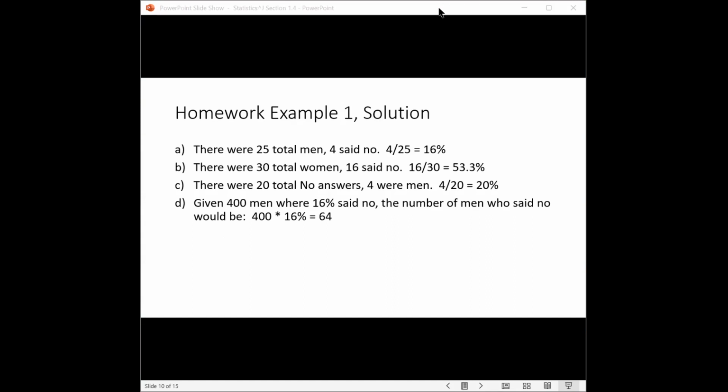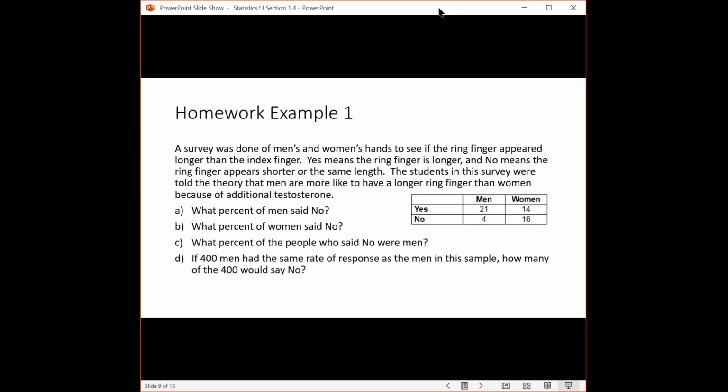So can we draw any conclusions from these results? Well, let's go back to the question here. A survey was done to see if the ring finger appeared longer. Yes means the ring finger was longer, and no means that it wasn't. The students were told the theory that men are more likely to have a longer ring finger than women. So what we're looking at is if there were more yeses for men than there were for women, then it would corroborate the theory here.